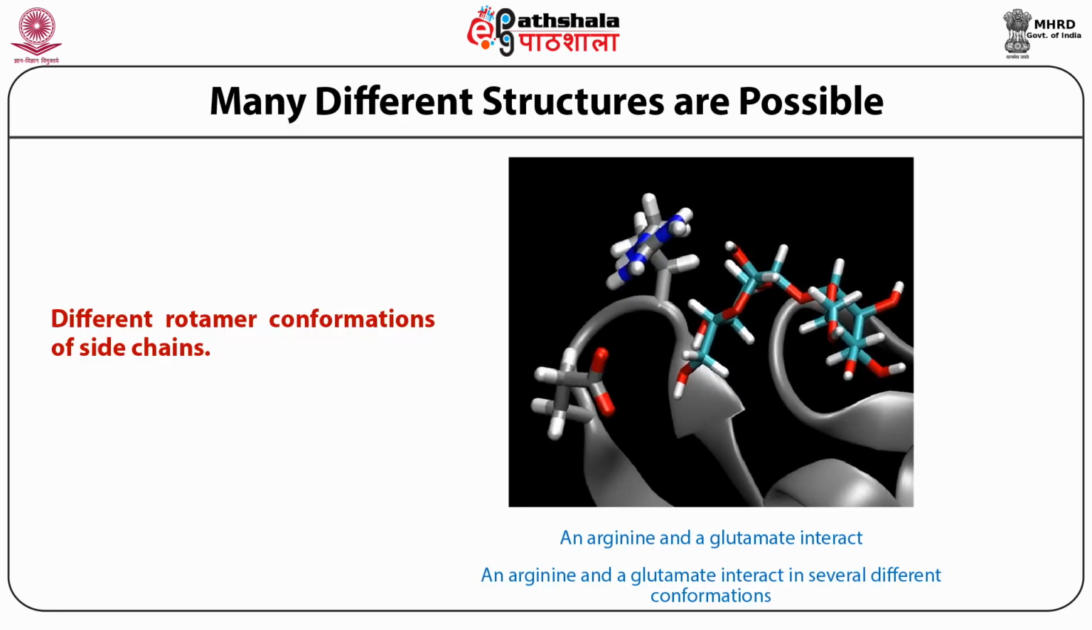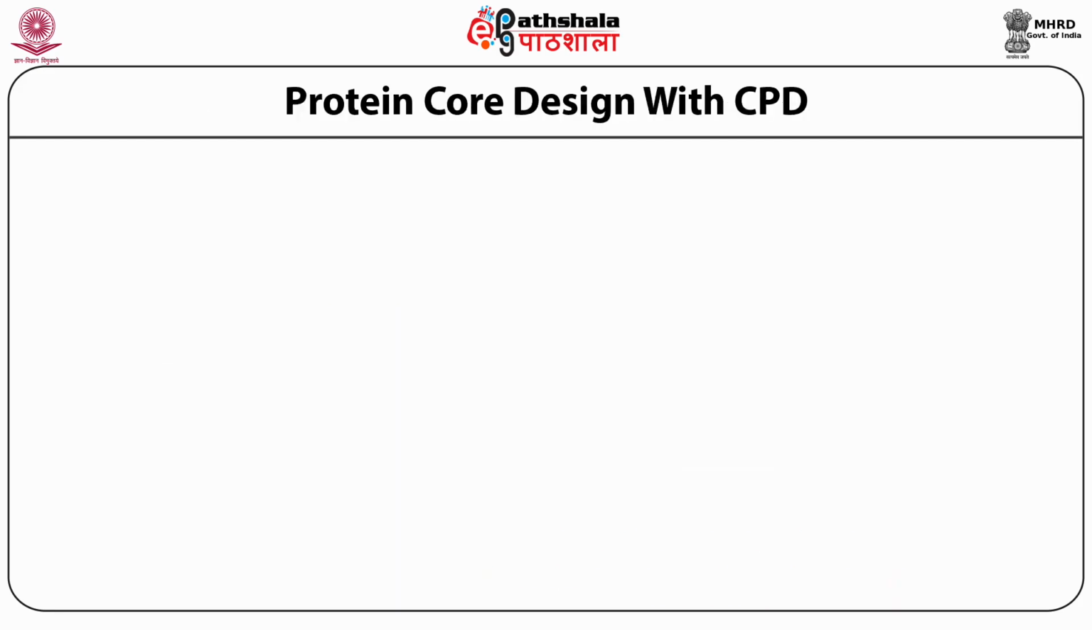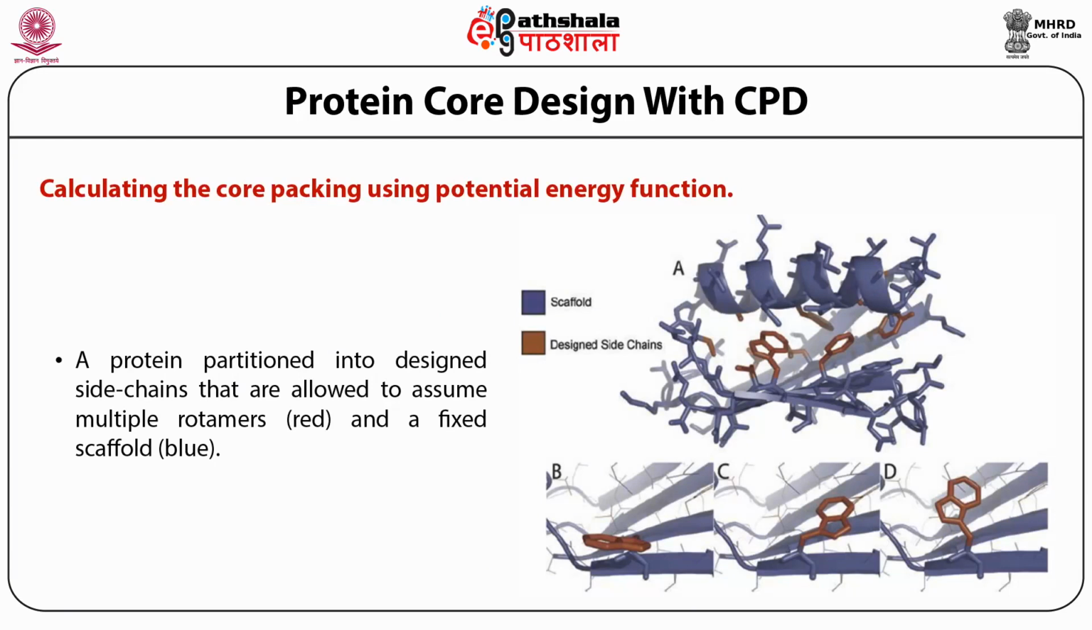If you see this particular example, you can see a glutamate and arginine. They both are trying to form a salt bridge. So when CPD is going on, the algorithms will try to put different kinds of rotamers from the existing rotamer library of arginine and glutamate. So you can see from each slide that arginine and glutamate are changing their rotamers. Whenever the possible interactions are going to take place, the computational program will fix that one and it will give the energy.